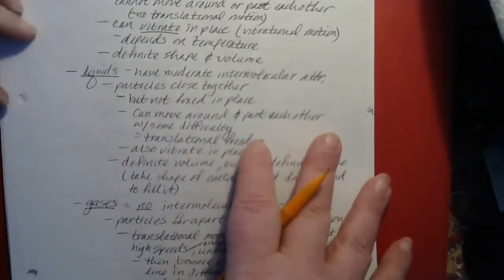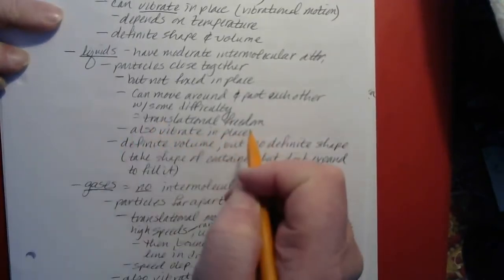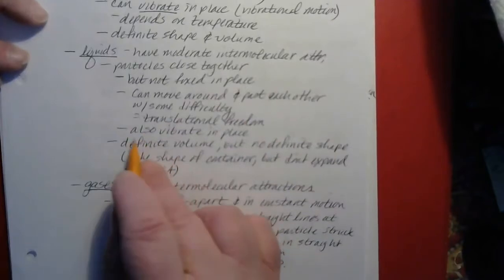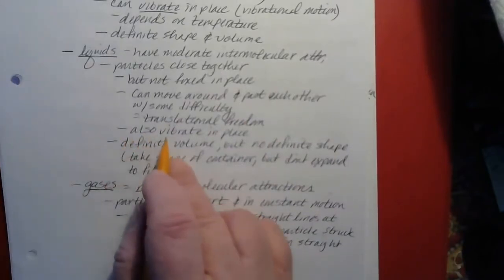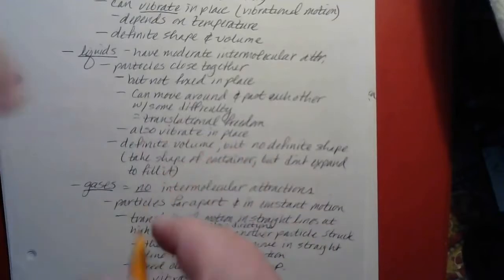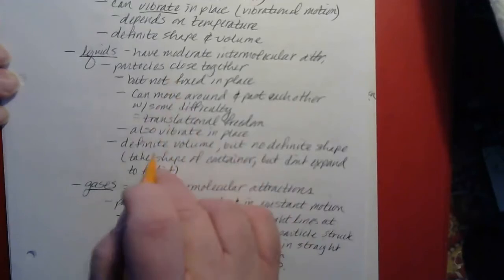So in order to move around and past one another, they have to push other particles out of the way. So it's not something that happens really easily, but it can happen. And this is known as translational freedom or translational motion. So liquids do have that. And at the same time, the particles in the liquid are still vibrating in place. Or even if they're moving, they're still vibrating as they move. And that is still temperature dependent, like it is for solids.